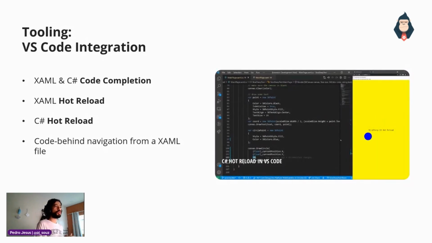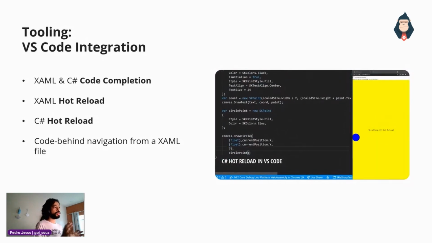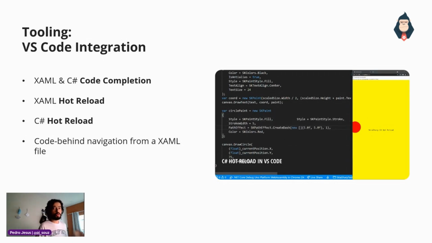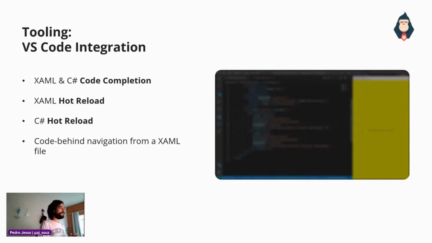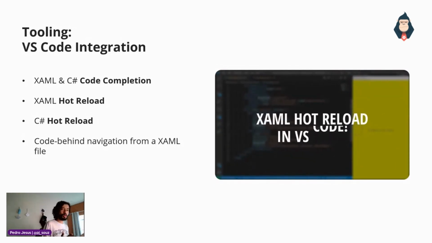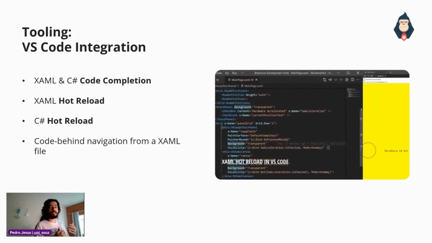So here you can see on the C#, when we change some values and trigger the Hot Reload, that code will just be updated during the debug session. So you don't need to rebuild your application in order to see the changes. That makes your life way easier. You don't need to go through the dev inner loop every time.